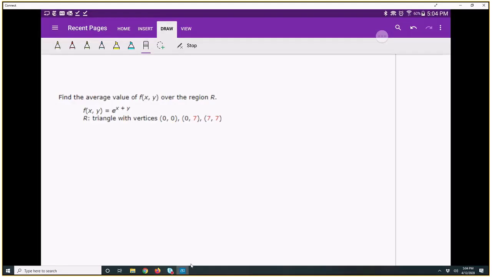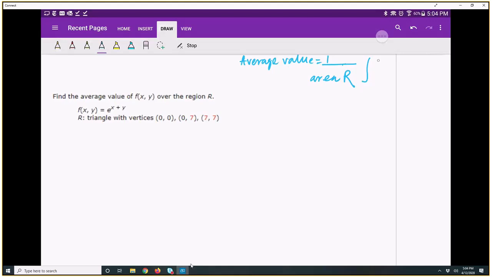This video is going to help us understand how to find the average value of a function of two variables over a bounded region R. Let me remind you the formula. The average value of a function is given by 1 over the area of the bounded region R times integration over the region for the function f(x, y) with respect to the area.